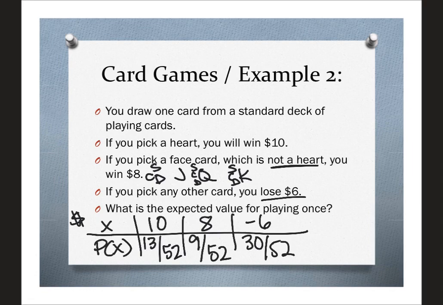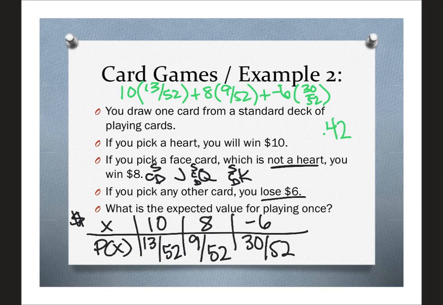Here I'm going to do the work up here. You're going to do 10 times 13 over 52 plus 8 times 9 out of 52 plus negative 6 times 30 out of 52. And that should give you an expected value of 42 cents. So you're expected to win that much money.